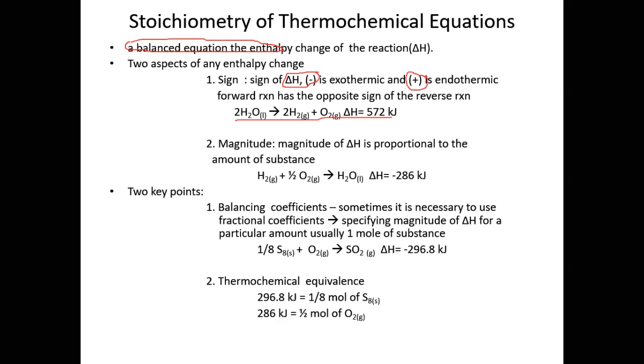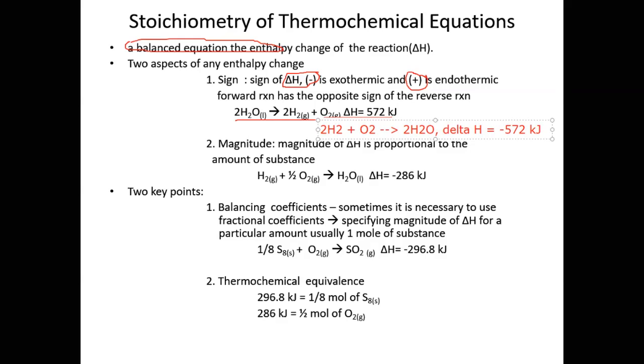So if I was to write this reaction in reverse, so I say 2H2 plus O2 gives me 2H2O, delta H would equal negative 572 kilojoules. So again, whenever you reverse a reaction, you just flip the sign of delta H. So that's one thing you can do to thermochemical equations: if one direction is endothermic, the reverse direction is exothermic.